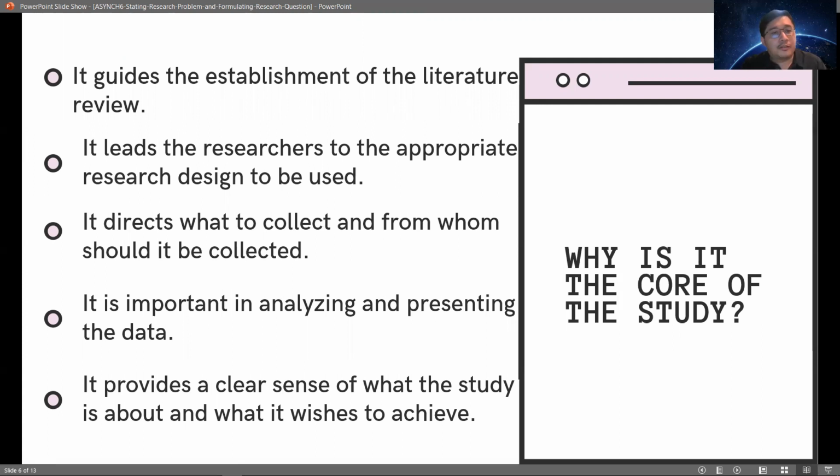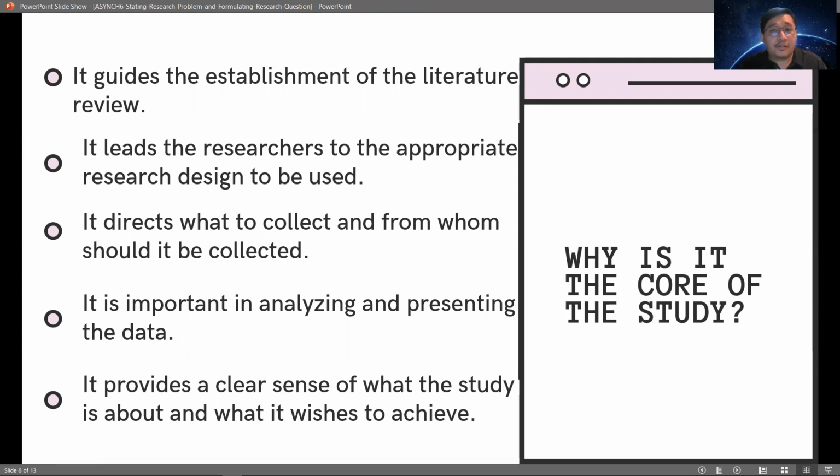So for the fourth one, the research questions are important in analyzing and presenting the data. Let's say once you already have your data, once you have already processed it, the research questions will serve as a guide on how you are going to present your data. Also, the research questions will guide you on what statistical process you're going to use for the data processing, whether it be mean score, or whether you're going to use ANOVA. That will be determined by your research questions.